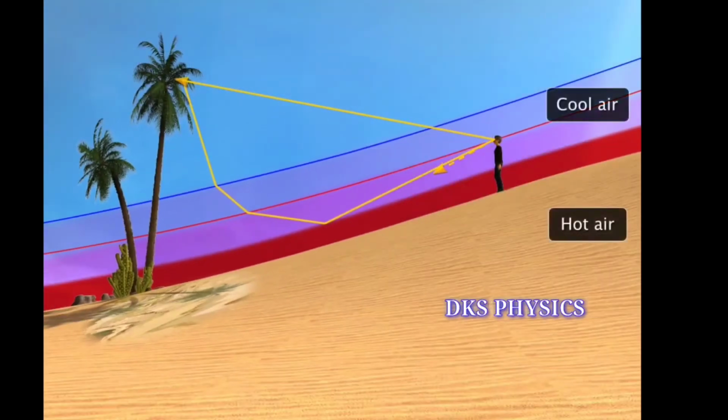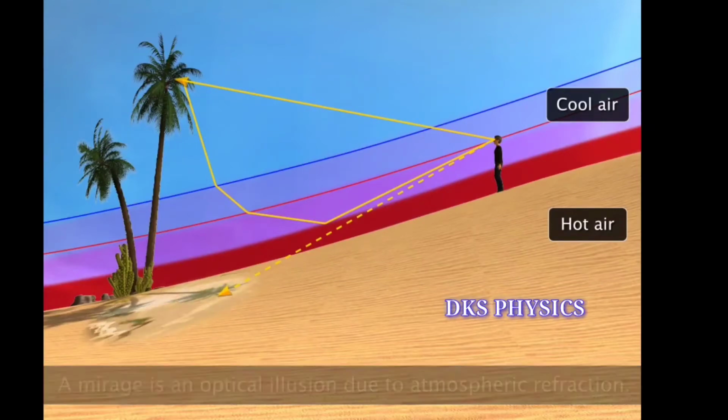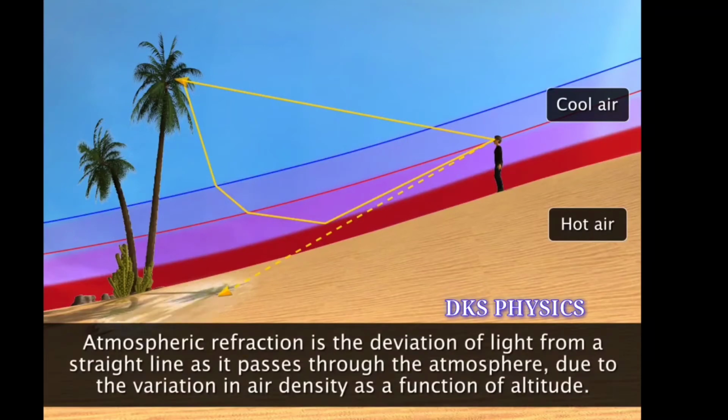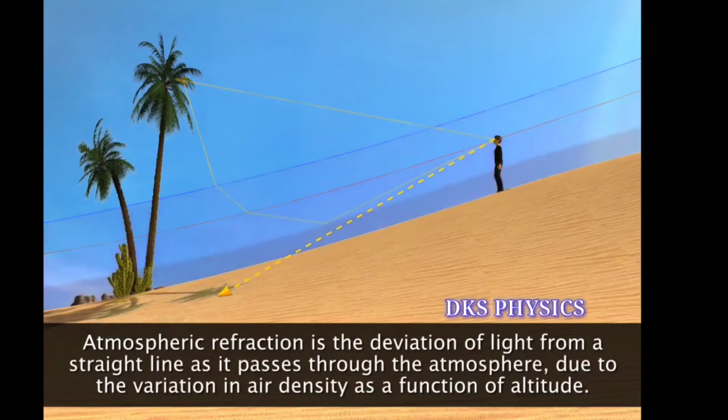The rider views the complete inverted image of the tree as if it were formed by reflection from a water surface. A mirage is an optical illusion due to atmospheric refraction. Atmospheric refraction is the deviation of light from a straight line as it passes through the atmosphere due to the variation in air density as a function of altitude.